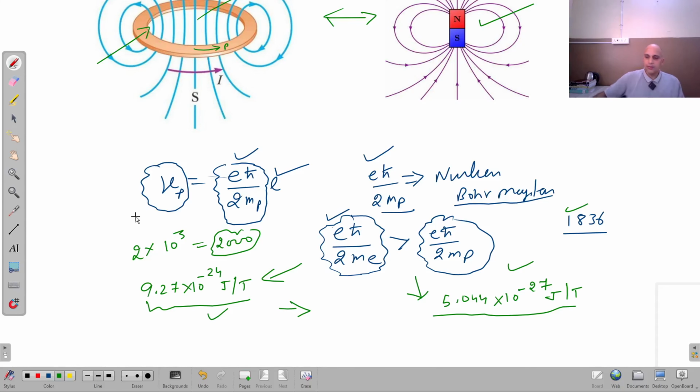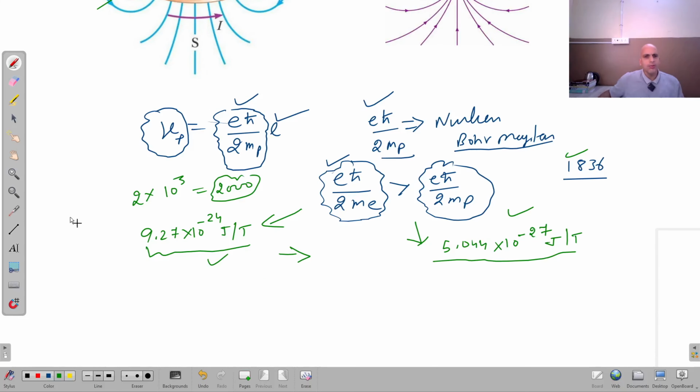Even we can write these values in terms of electron volt. So you can convert joule into electron volt. We know very well 1 electron volt is equal to 1.6 into 10 raised to power minus 19 joule. So you will get 5.78 into 10 raised to power minus 5 electron volt per Tesla, in place of joule. Similarly, here you will get 3.14 into 10 raised to power minus 8 electron volt per Tesla.